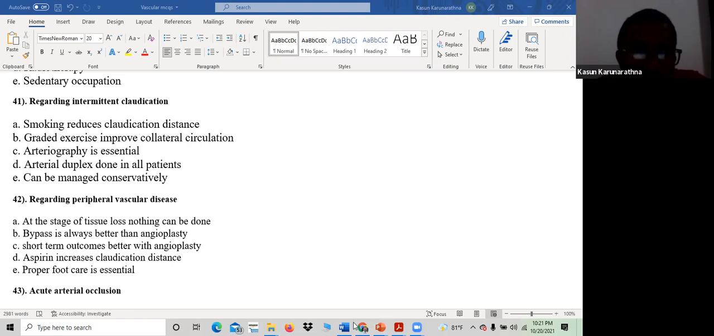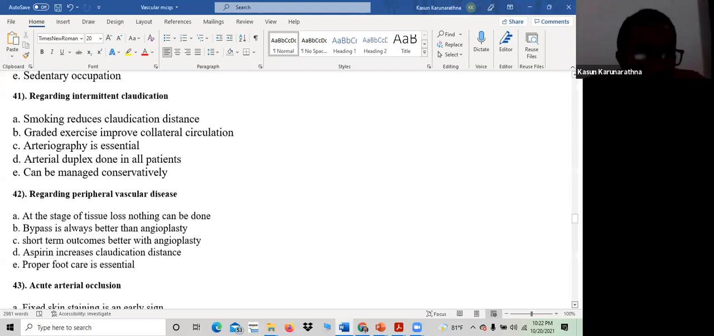Answer for A. Smoking reduces claudication distance is false. It doesn't reduce the claudication distance. The disease has already occurred. So to get reduction of claudication distance, you should develop collaterals, right? Because the occlusion will be there, you can prevent the progression by cessation of smoking.